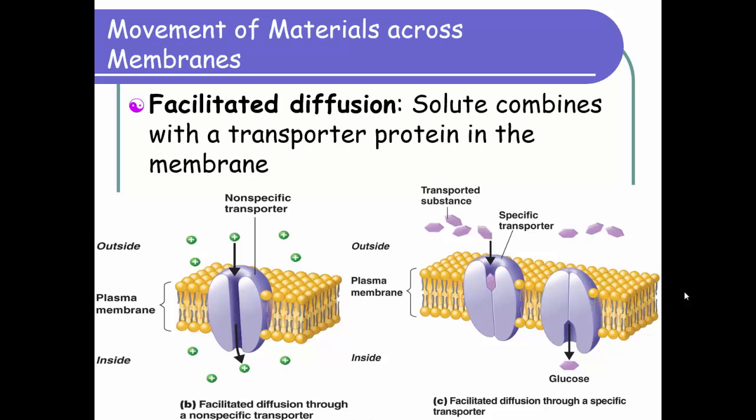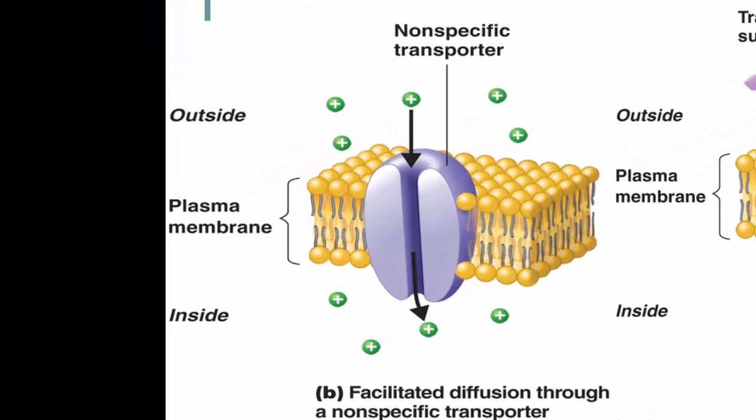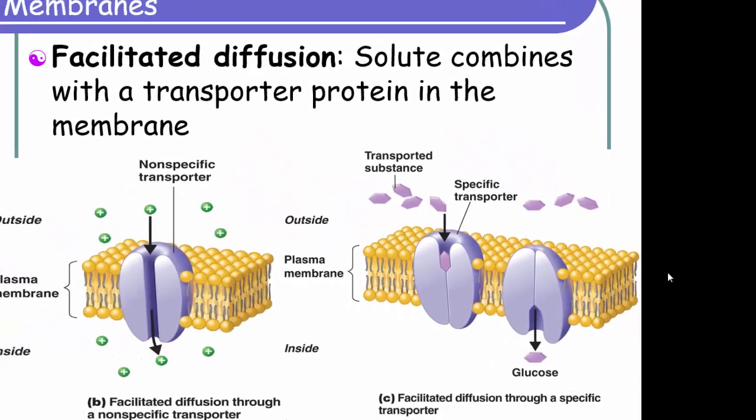Facilitated diffusion is still the movement of a solute from high concentration to low concentration, but now it must go through a transporter protein within the membrane. It cannot just cross anywhere. This is kind of like in the room. We have a door. The only way you get in or out is through the door, not through the walls. So we can have nonspecific transporters that will allow a variety of substances through from high to low, or we can have specific ones that will only bind to certain things and transport them from a high concentration to a low concentration.